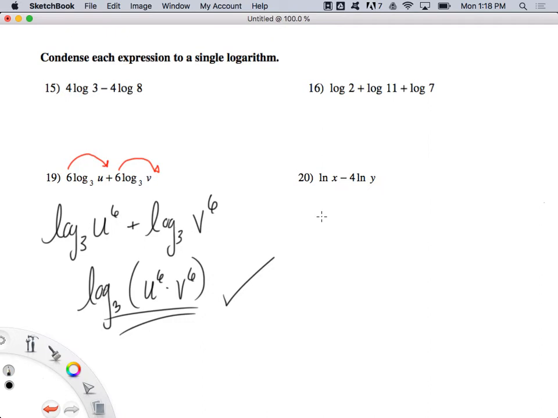Yes, ma'am? For the 6, are you always going to put the exponent on the number or variable that's after the log 3? Yeah, so this is what you're taking the logarithm of. So no matter what it is, that exponent would always be raising whatever that is. Yes. All right.